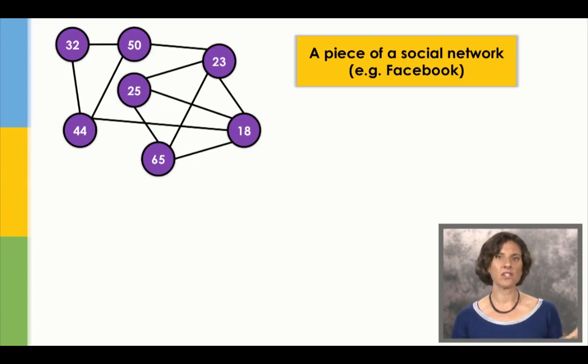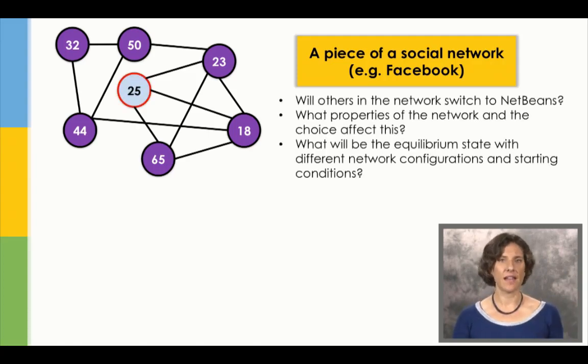Let's imagine for the moment that everybody in this network uses Eclipse, so the nodes are colored purple. Right now our network is kind of stable. Nobody has any reason necessarily to decide to use NetBeans. But let's say one day user number 25 comes along and they see the light and they decide, oh, I'm going to use NetBeans. I no longer want to use Eclipse for some external reason. So they go ahead and switch to NetBeans.